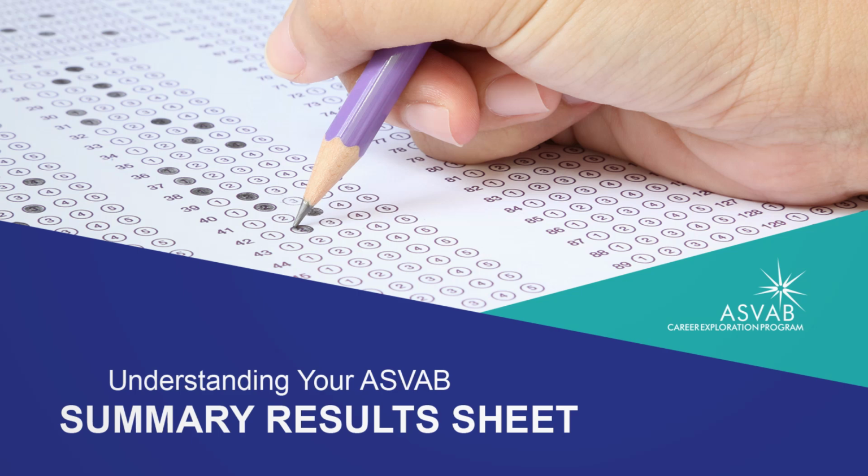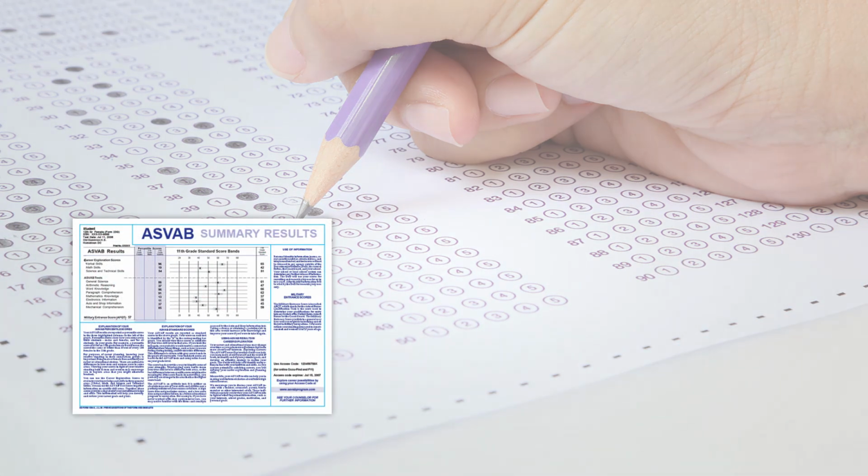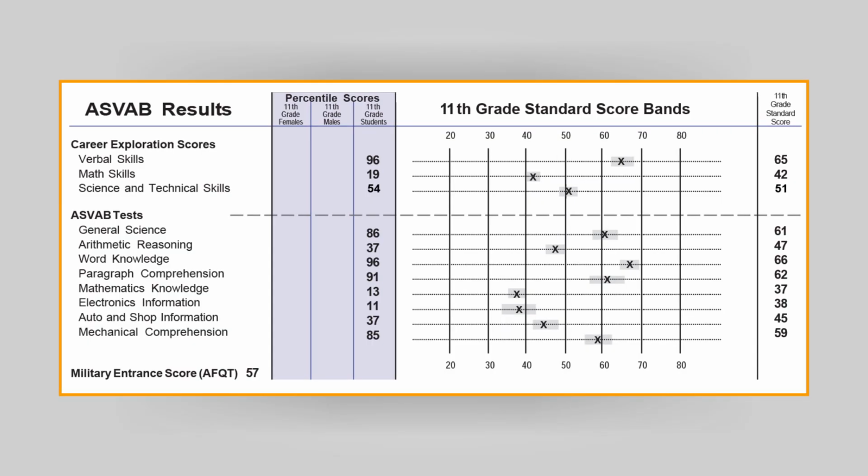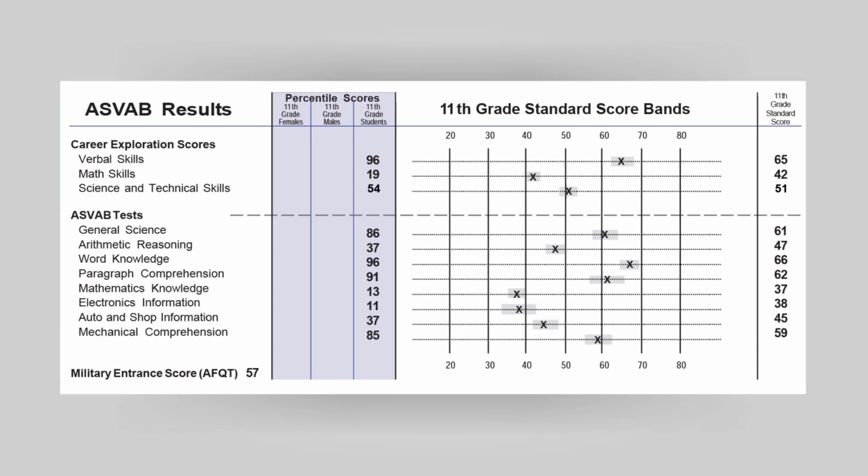Now that you have your ASVAB CEP test scores, let's walk through the different areas on the ASVAB Summary Results sheet to help you understand what all of the numbers mean. On the left side of the sheet, you'll see 3 different types of scores: Career Exploration Scores, Individual ASVAB Test Scores, and a Military Entrance Score, or AFQT. We'll look at the Career Exploration Scores first.